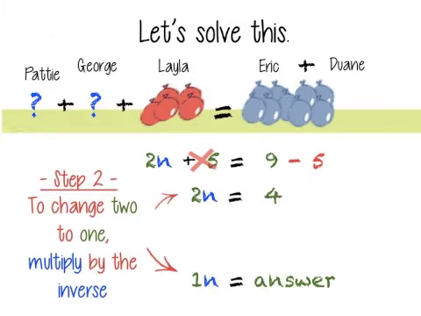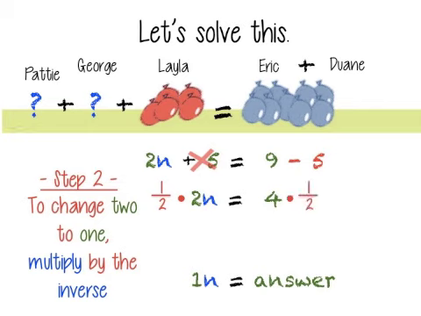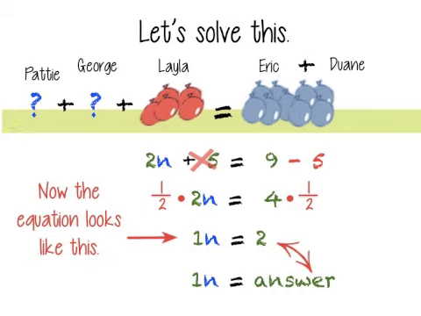Now we're ready for step 2. To change 2 to 1, multiply by the inverse of 2. The inverse of 2, or the fraction 2 over 1, is 1 over 2, or 1/2. So we're going to multiply 1/2 times 2, and because of our property of equality, we also need to multiply the 4 times 1/2. 1/2 times 2 is equal to 1, and 4 times 1/2 is equal to 2. Now the equation looks like this, and we have our answer. 1n equals 2.